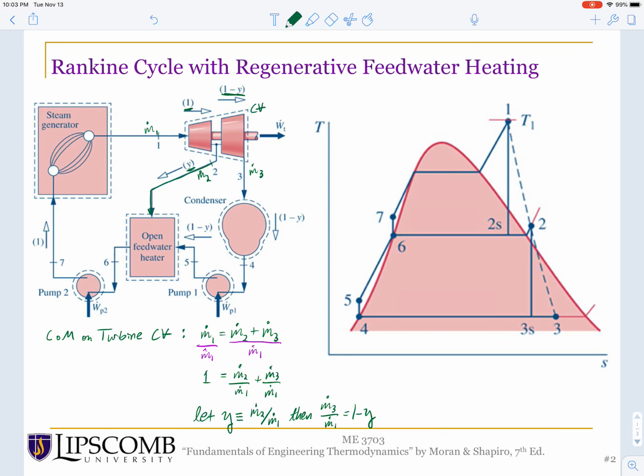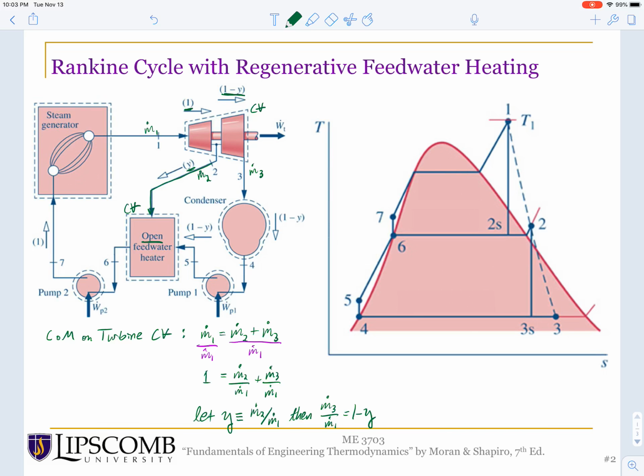is going to feed into what we're calling an open feed water heater. That is essentially just an open tank, an open mixing tank. So that is a control volume where you have fluid entering from state 2, the exit of the first turbine. You also have fluid entering from state 5, and that's mixing together, creating state 6. So we could apply the conservation of mass and then the first law to analyze that open feed water heater.